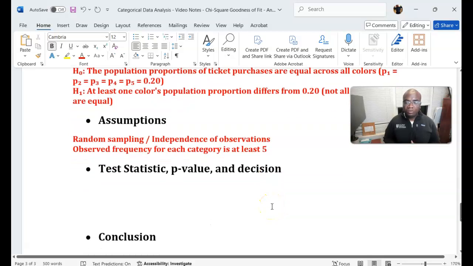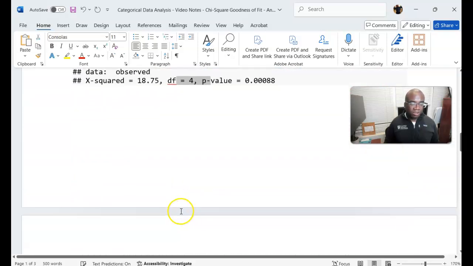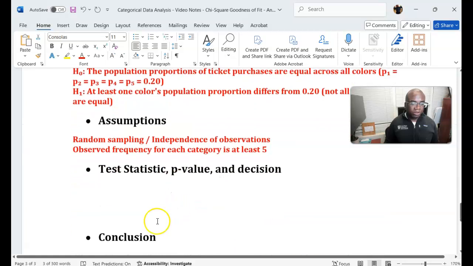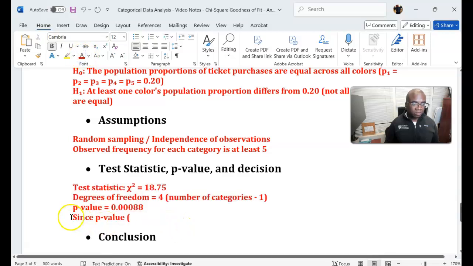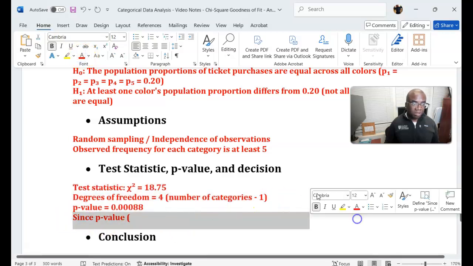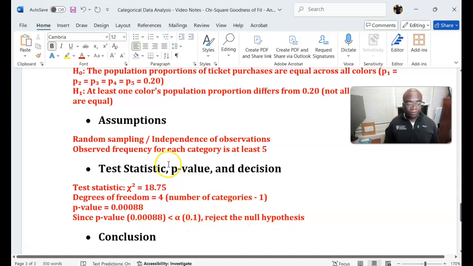Okay. And then from there, we already have our test statistic and our p-value from the R output. And so we know what we should do. We should do what? We should reject our null hypothesis. We should reject it. Sorry, this is our test statistic. This is our degrees of freedom. This is our p-value. We know that we're going to reject the null hypothesis because it's less than 0.1.